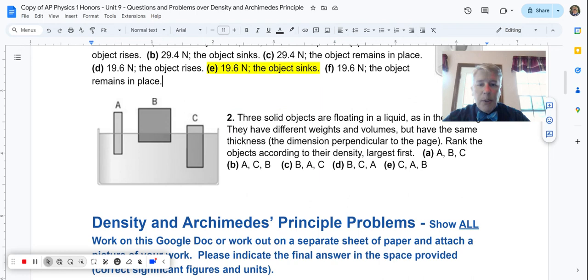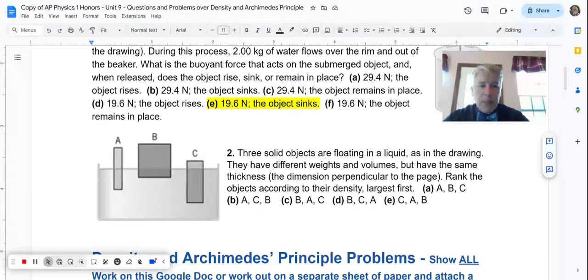Next up, number 2. 3 solid objects are floating in a liquid. They have different weights and volumes but have the same thickness. So in other words, the dimension you can't see into the page is the same. Rank the objects according to their density, largest first.